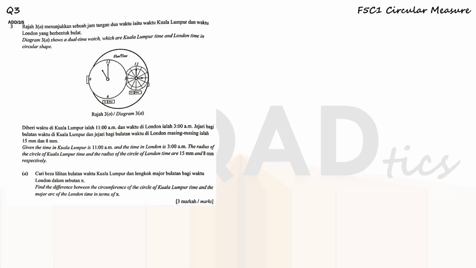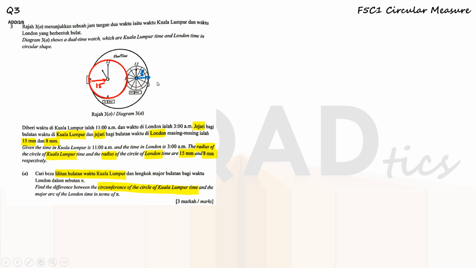Alright? Question 3 comes from the circular measure chapter, and here we have 2 circles. So the first one is the Kuala Lumpur circle, so the radius is 15. And the second circle is the London circle, so the radius is 8. So for part A, it tells us to find the difference between the circumference of the Kuala Lumpur circle, which is this red line, and the major arc of the London time.